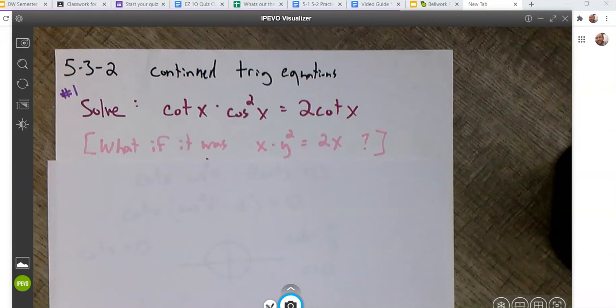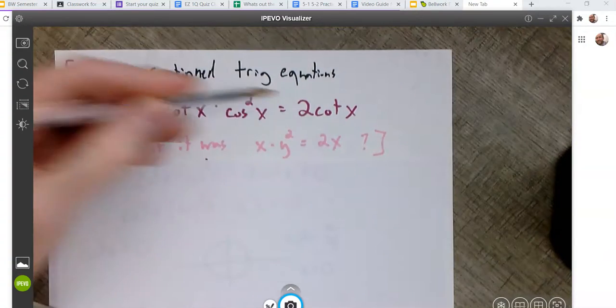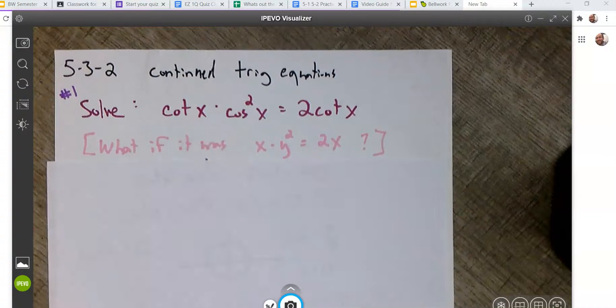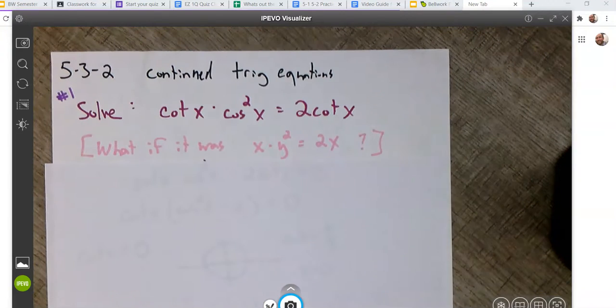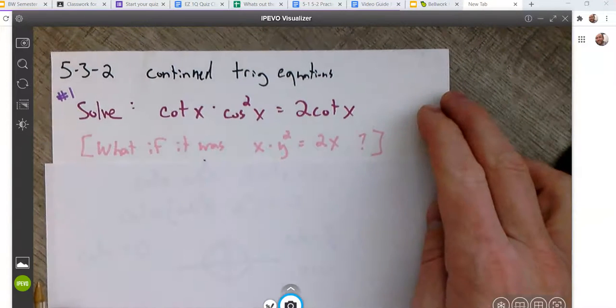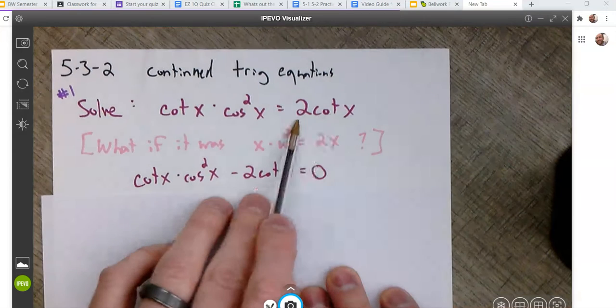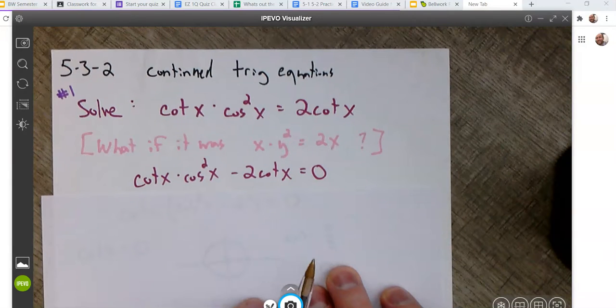Variables. Numbers are okay. If we had a times 2 on this side and a times 2 on this side, sure, divide both sides by 2. But we don't want to cancel off a cotangent x and a cotangent x, a variable, because then we're getting rid of answers. So what we're going to do instead is get everything on the same side and factor. Same thing we were just talking about before, that factoring thing. So I'm going to subtract this 2 cotangent x over to the other side.